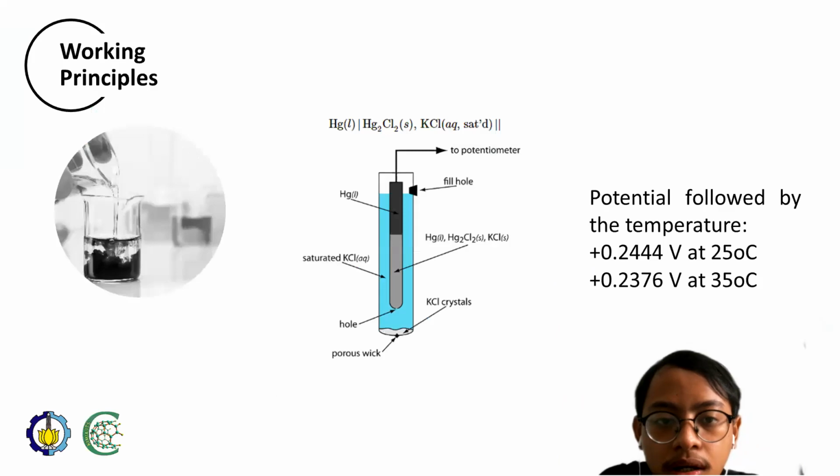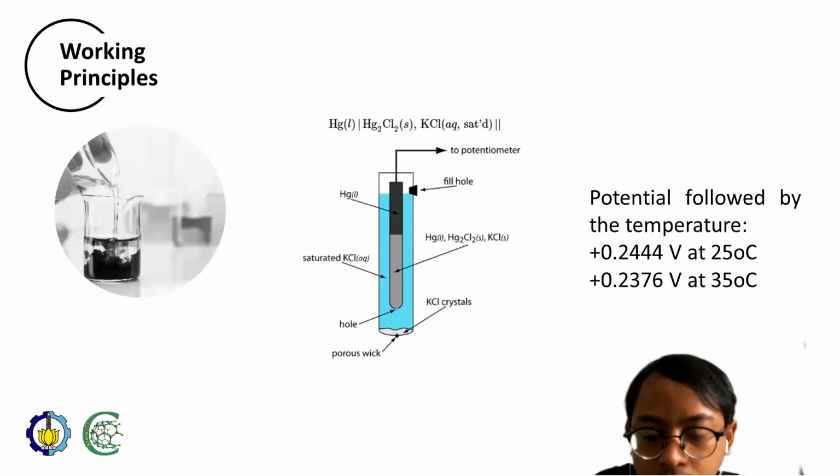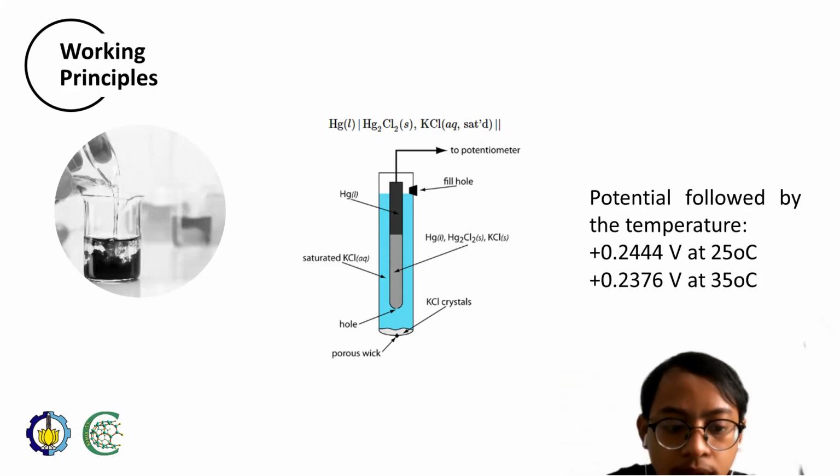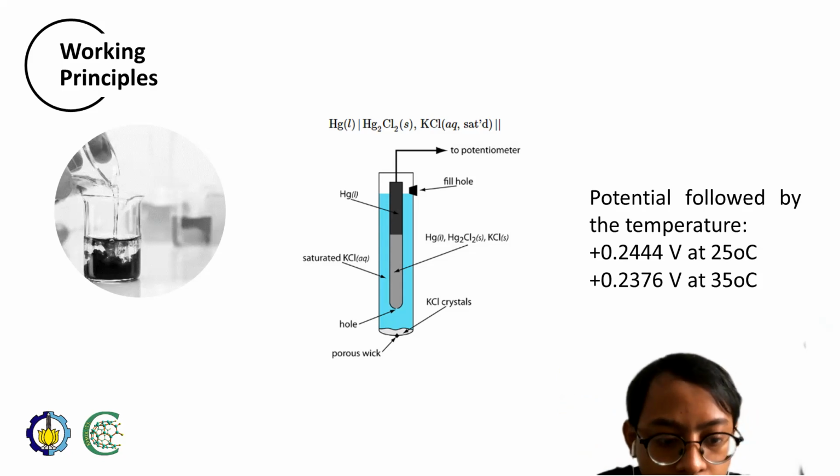Next, we can talk about the working principle. This is the instrumental scheme. The electrode consists of an inner tube packed with a paste of calomel and mercury chloride. Then this is situated within a second tube that contains a saturated solution of potassium chloride.